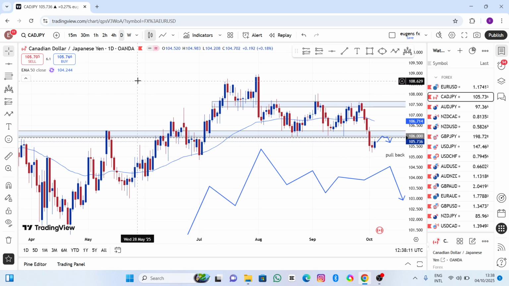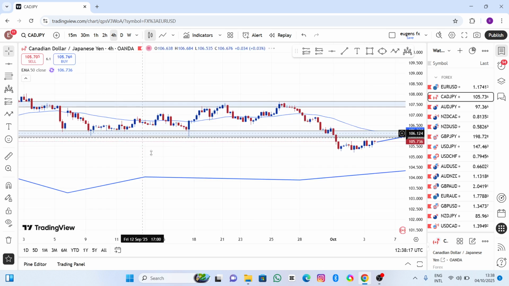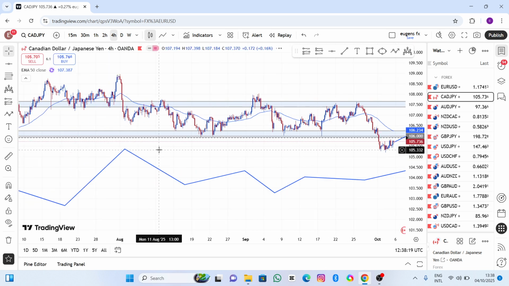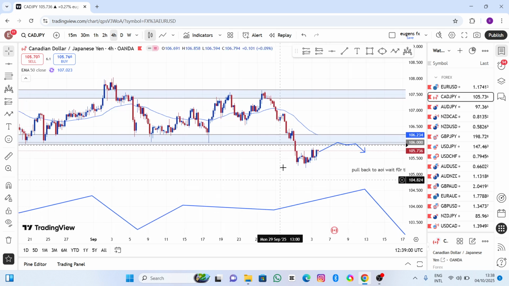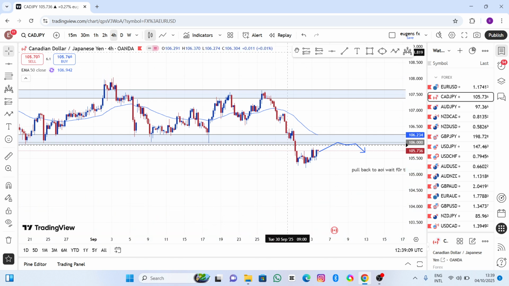So the daily is bearish, and the weekly, I would say, is bearish too, because that is way too close for comfort. Then on the 4 hour, the market is bearish. Let me just mark it out. It was the high, lower low, lower high, lower low, lower.